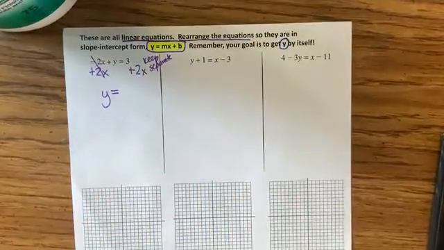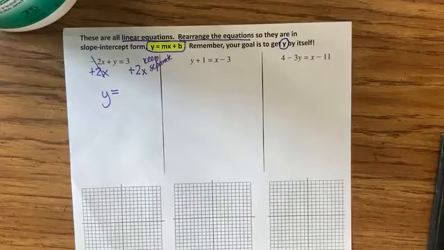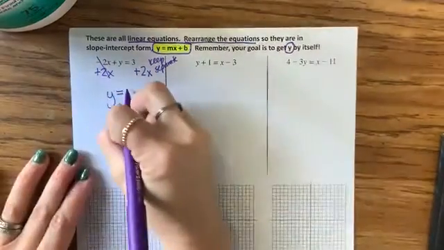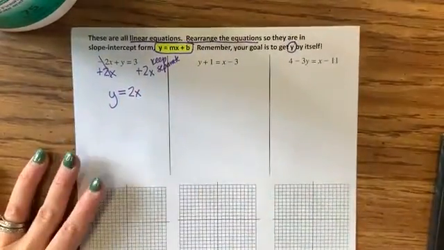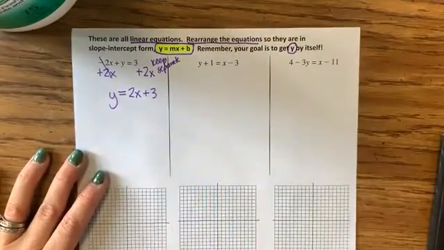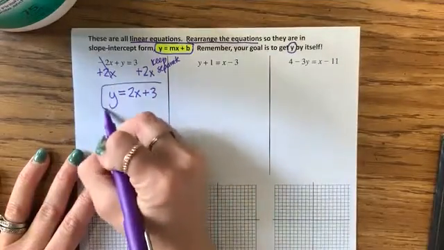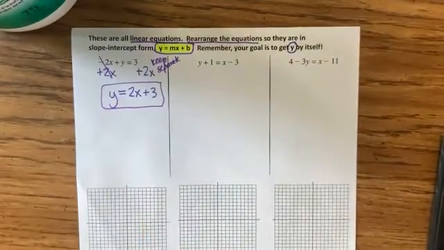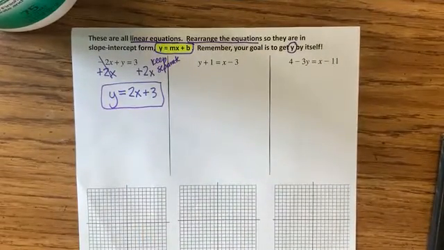Which term would I want to put first? The 2x or the 3? The 2x. Why would I want to put the 2x first? That's got the variable with it. That's the rate of change. I'm trying to go into y equals mx plus b, so I'm going to put that slope term first. And then I'll put plus 3. Now it's in y equals mx plus b. So all I had to do was add the 2x to the other side and write it in slope-intercept form.